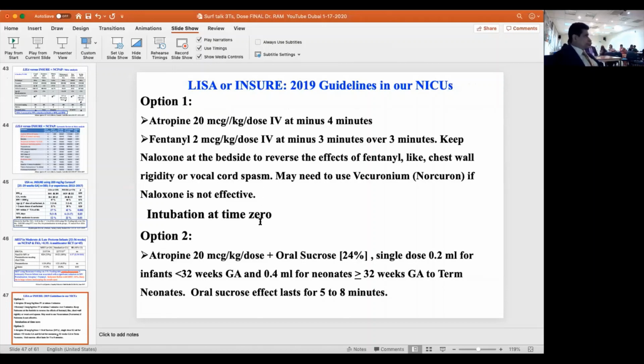There are concerns about fentanyl use. I prefer option 2: atropine, 20 micrograms per kilo per dose to prevent bradycardia, or sucrose, a single dose of 0.12 ml for babies less than 32 weeks or 0.4 ml for bigger babies. Oral sucrose effect lasts 5 to 8 minutes, so finish within 5 to 8 minutes. You apply it at the tip of the tongue.